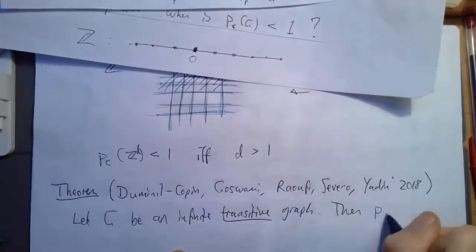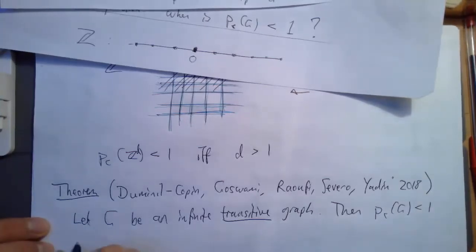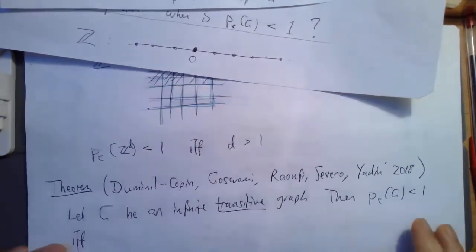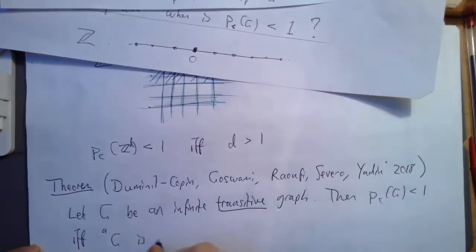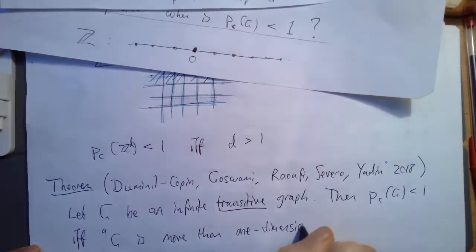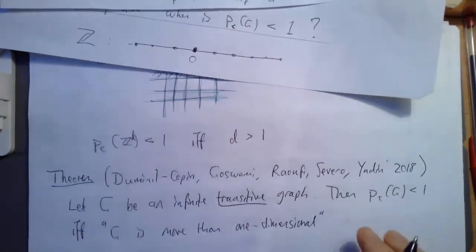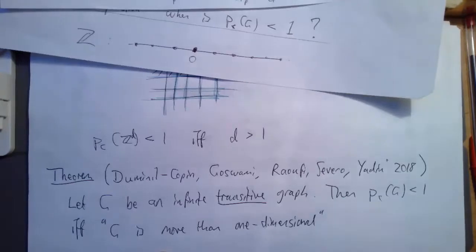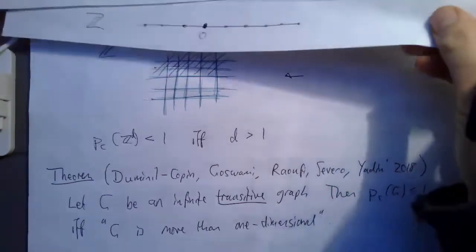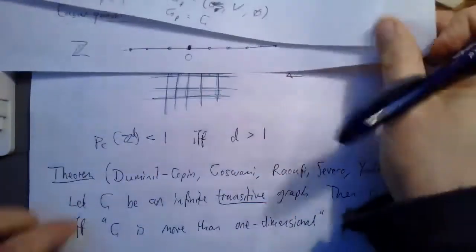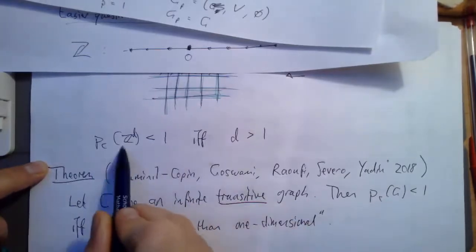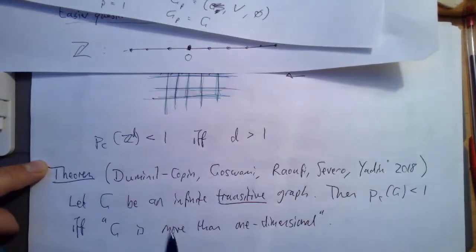then p_c of G is strictly less than one if and only if, and I put something in inverted commas, if and only if G is more than one dimensional. Okay, or has dimension greater than one. And again, I'll make that more precise and give you a proper definition in just a second. But we saw that p_c of Z to the d is less than one if and only if you're in dimension greater than one for these square grids. And what these authors showed is that for an arbitrary transitive graph, you still have p_c less than one if and only if the graph is somehow more than one-dimensional.